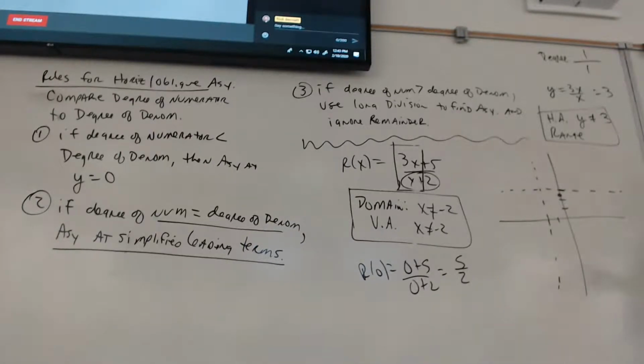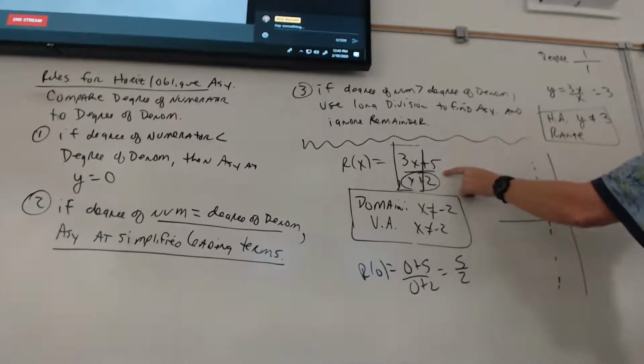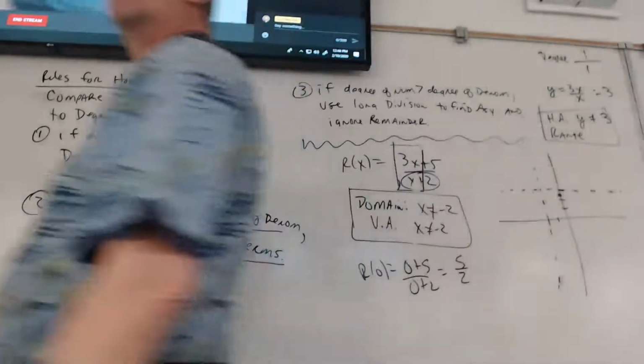Well, he said x equals 0. So set y equals 0. If I do the same equation, if I say 0 equals (3x plus 5) divided by (x plus 2), now I just have to solve that, right?